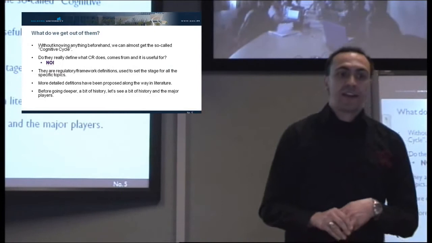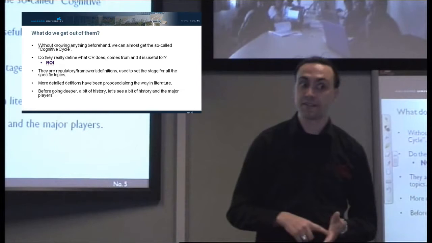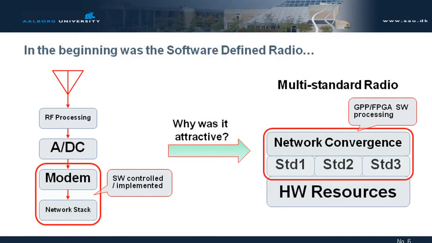And before going into these specific definitions, let's have a bit of history on why cognitive radio was born, because without knowing the history, we are lost in a pitfall. So, the beginning was the software-defined radio. What is software-defined radio? It's basically something where we have RF processing. We digitalize the signal, and then we have a modem and the network stack, which is everything software controlled or software implemented. Let's call it a software modem or a software controller that tweaks the parameters of the radio.